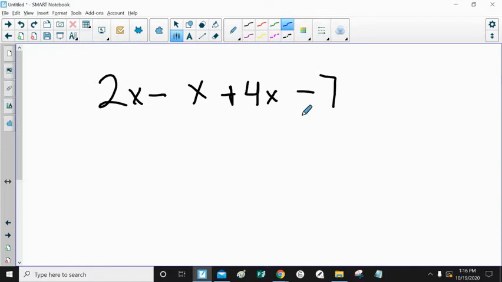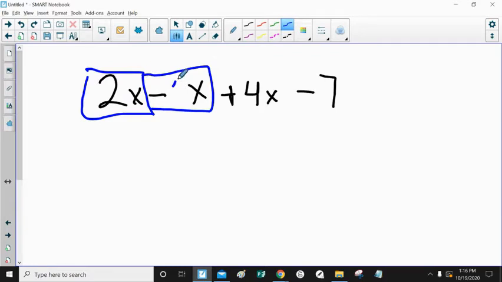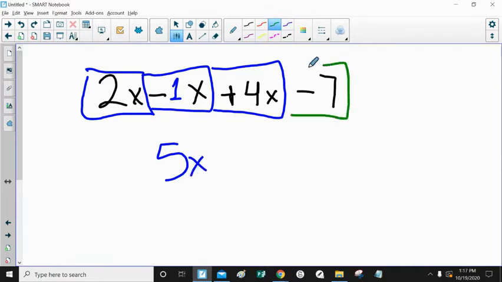So we need to take our expression and consolidate or simplify it so that we have one term that has x and one term that has our constant. Looking at our expression, we have a positive 2x, a negative 1x, and a positive 4x. So we're going to look at the coefficients and add them up. Positive 2 minus 1 plus 4. Well, 2 minus 1 is 1. 1 plus 4 is 5. So these combine to 5x. And then I'm left with my constant, which is minus 7.